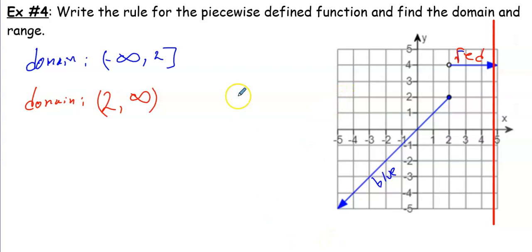So if we were looking at our restrictions, this is letting me know the domain x has to be less than 2, but because it's a bracket, it's less than or equal to. The one below it says x can be bigger than 2. It's a parenthesis, so no equal sign. So those are my 2 restrictions.